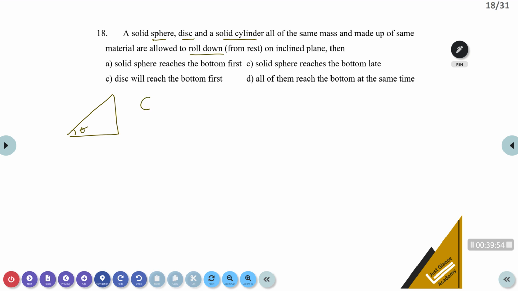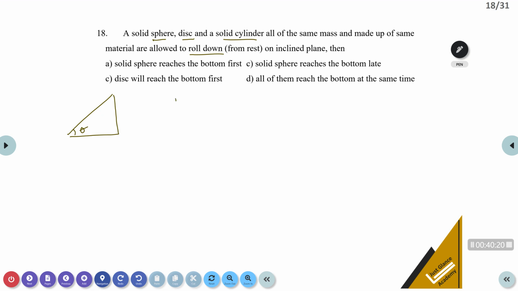One is a solid sphere, another one is a solid cylinder, and another one is a disc. He is asking the question: which one will reach the bottom first? The solid sphere will reach the bottom first.